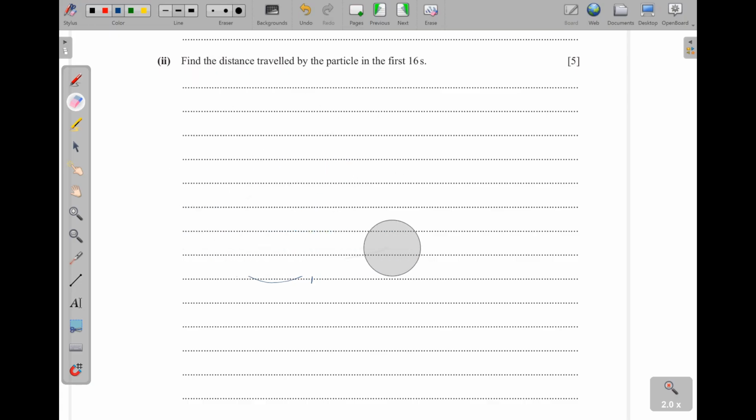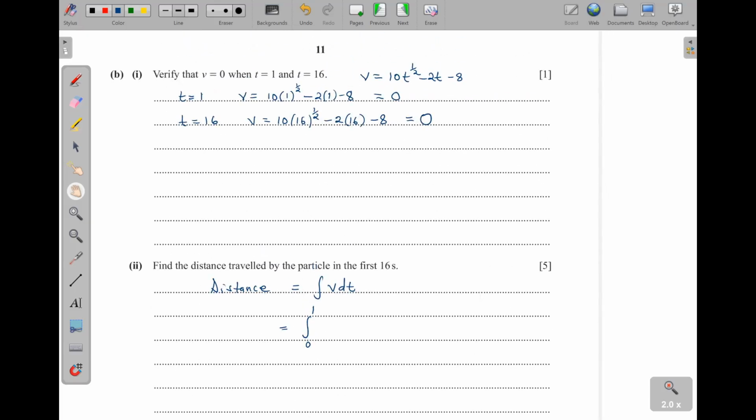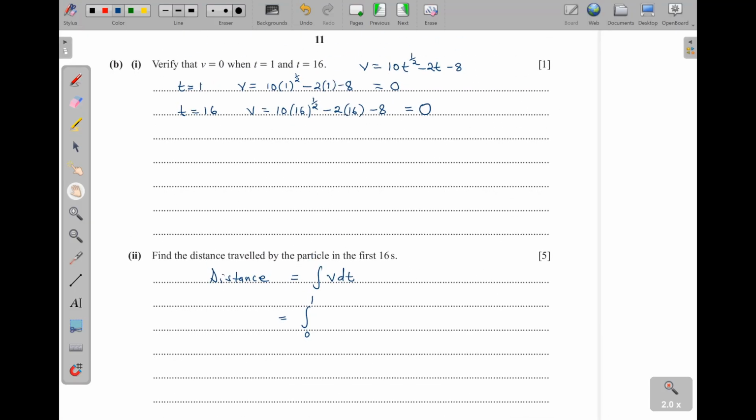So you need to put that in the mind. Now, distance traveled is going to be the integral of velocity. Then distance is the magnitude of the displacement. So here we shall integrate from 0 to 1, because they said that the velocity is 0 when t is equal to 1. So we shall say from 0 to 1, okay?